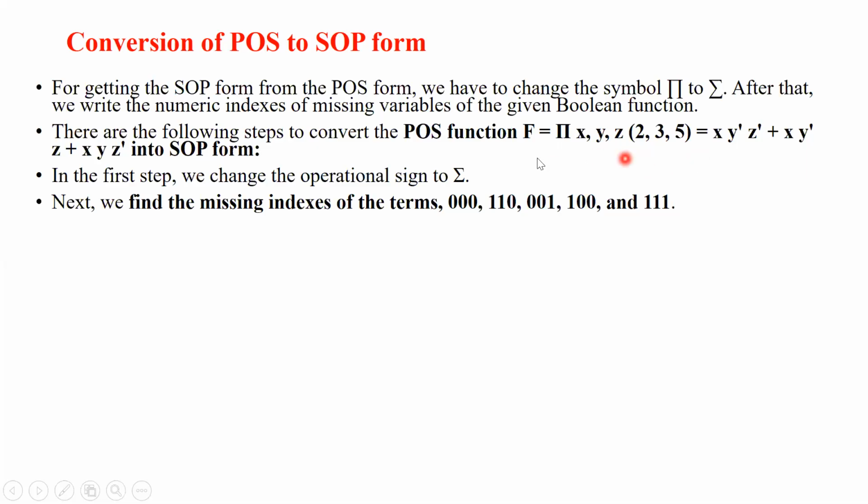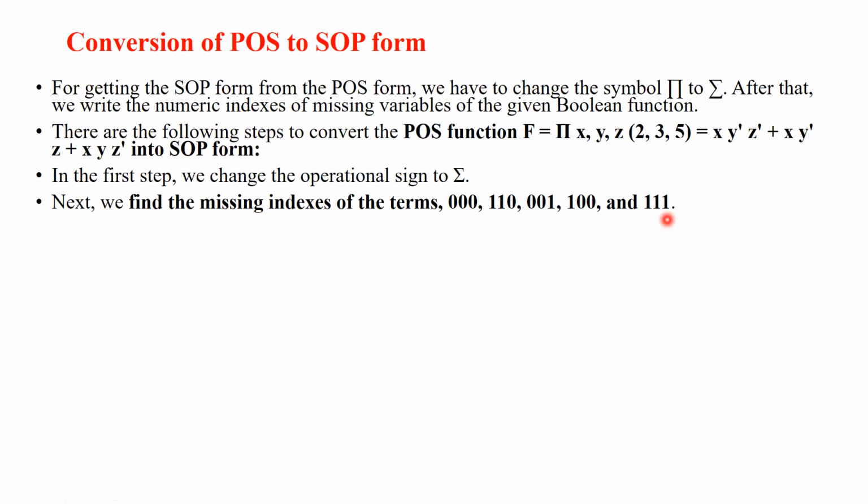So I changed the symbol, then I found out the missing indices. Then for 0 it is 0, 0, 0, and for 1 it is 0, 0, 1. You can now write this in binary. So for term 0, 0, 0, 0. For 1, I have 0, 0, 1. Then for 4, I have 1, 0, 0. Then for 6, I have 1, 1, 0. They have not written it in order. And for 7, I have 1, 1, 1.